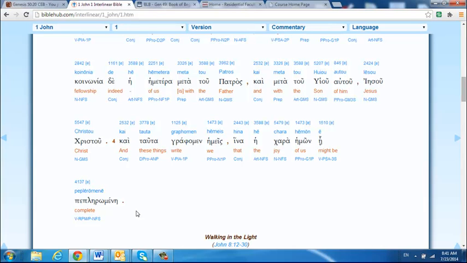That's a perfect passive participle. So we have, remember, a periphrastic construction. Our joy might have been fulfilled, and stay filled. Again, the perfect tense implying an even more continuous sense of fullness from the past till now. He's writing so that the joy can stay full.